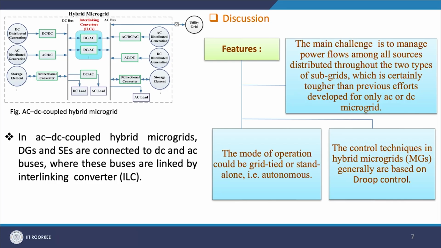The key advantage with hybrid microgrids is the ability to operate in grid connected and islanded mode autonomously. The other advantage is that hybrid microgrids are generally operable on droop control. The equivalent power sharing among AC and DC subgrids prevails as a crucial problem while opting for droop control. Why do we need energy storage in hybrid microgrids?